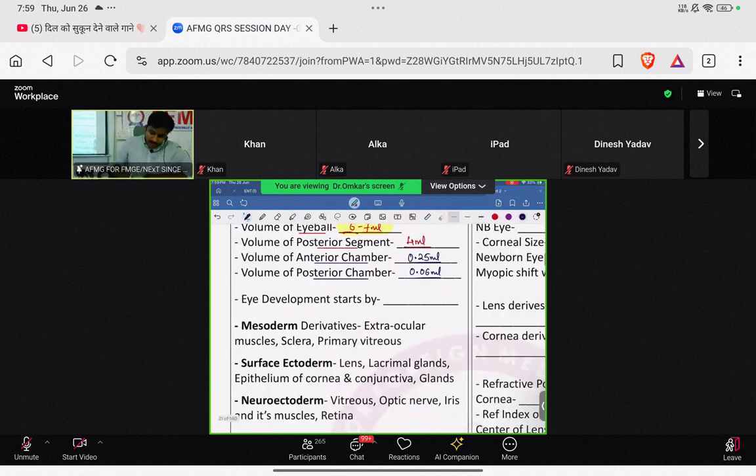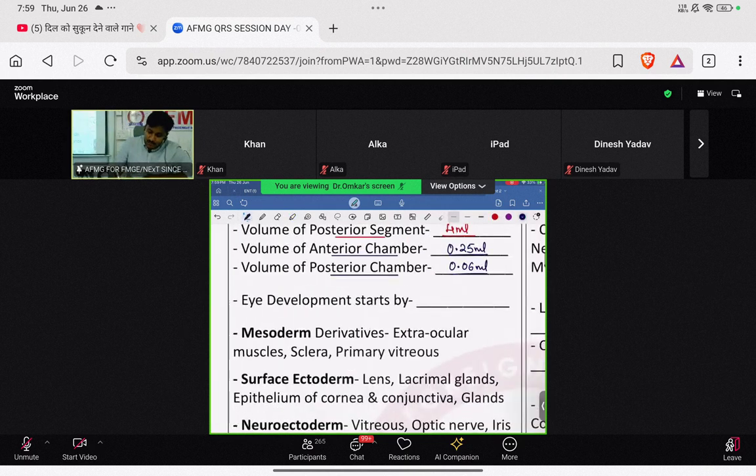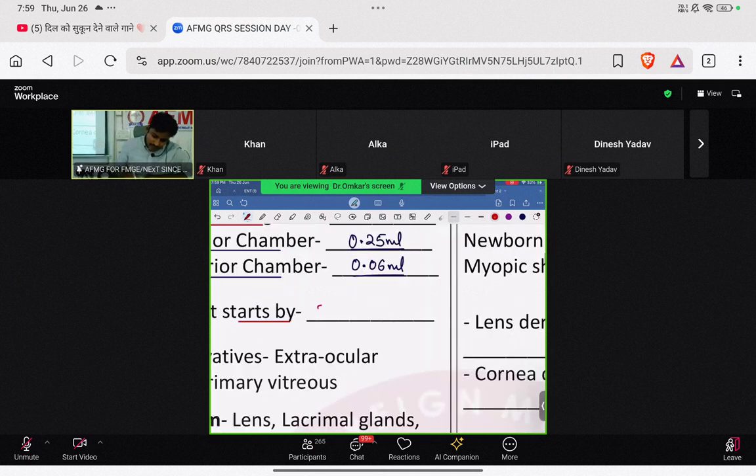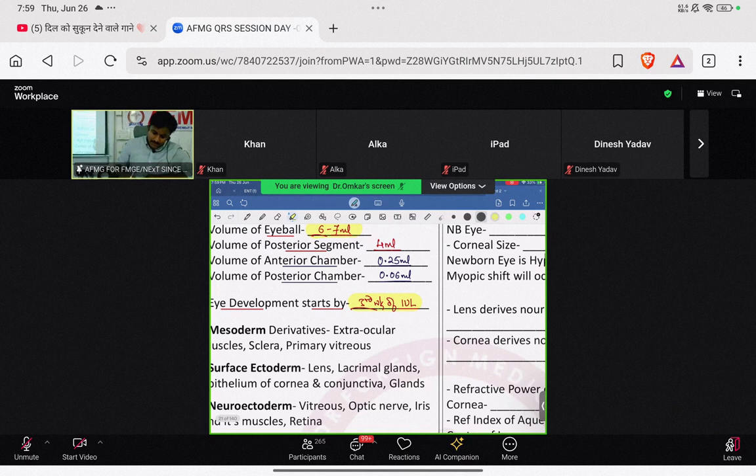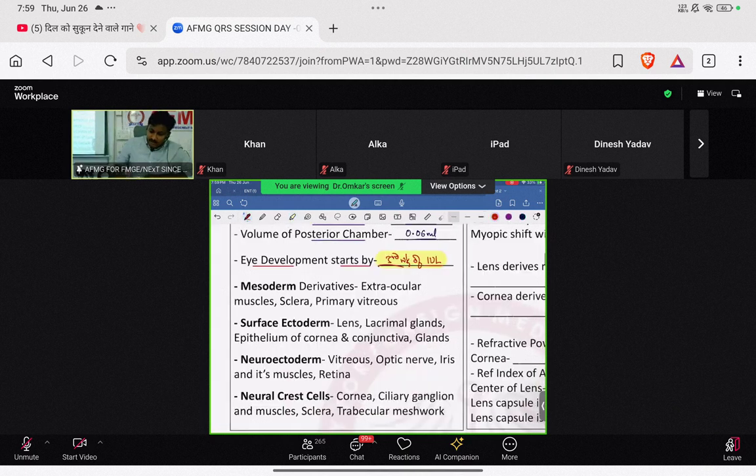Next important, if I talk about eye development, another PYQ from embryology anatomy. Eye development begins by what time of intrauterine life? So eye development starts by third week of intrauterine life beta. So by the third week of intrauterine life, or the 21st day to be specific, the eye development is going to start, barabar. Next, embryological derivatives beta.